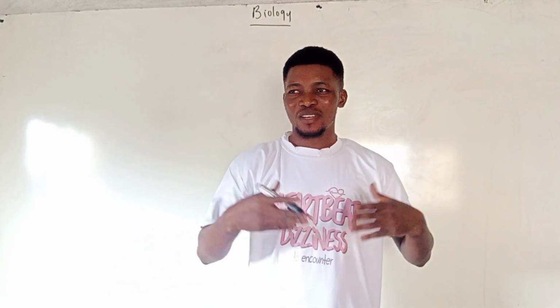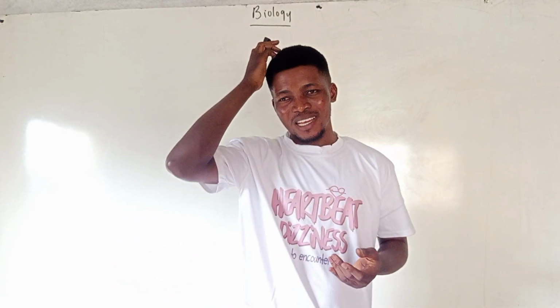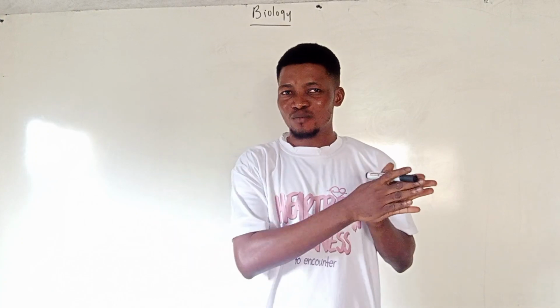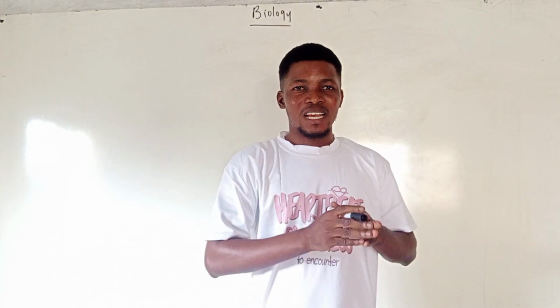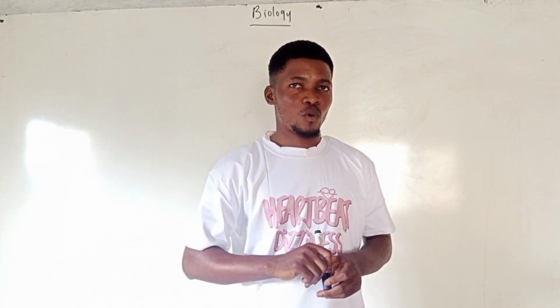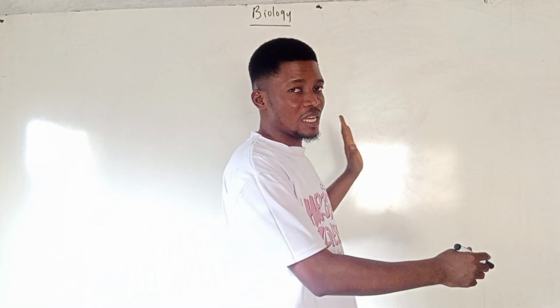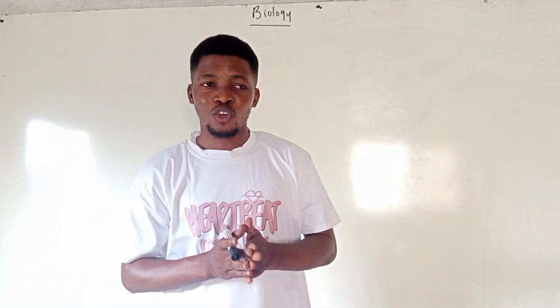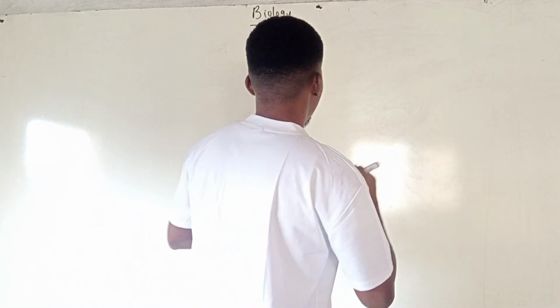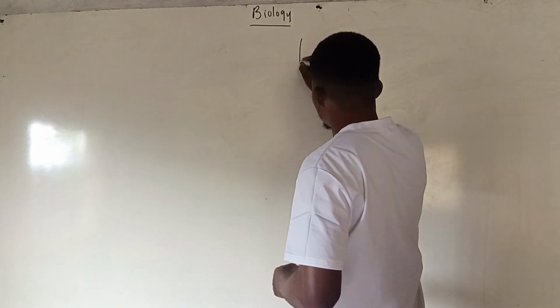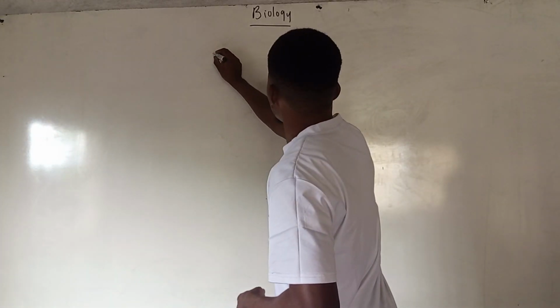Okay, so we are going to be looking at differences between plants and animals. I know even when looking at plants and animals, you can easily spot some differences, but there are some biological differences between plants and animals. Those differences are what we want to look at right now. Whenever you are asked to differentiate in science, in biology, always make sure you do it in a tabular form. So how do you do it? You draw a table and then you do something like this.